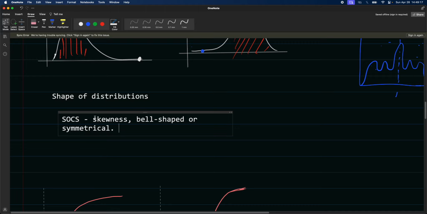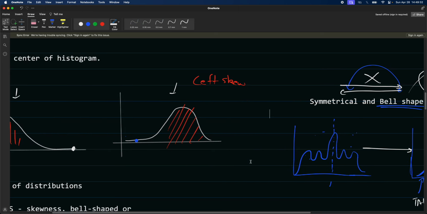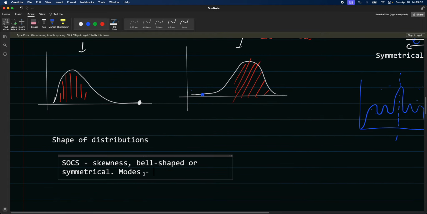And then you can also talk about the modes. Remember how here I said that this one only has one mound, so one place where the data is gathered mostly. But look at this one. It has definitely more than one, right? So you talk about that. Does it have one mode or two modes? The terminology for these is unimodal and bimodal. Then you talk about if it has any gaps, clusters, things like that.